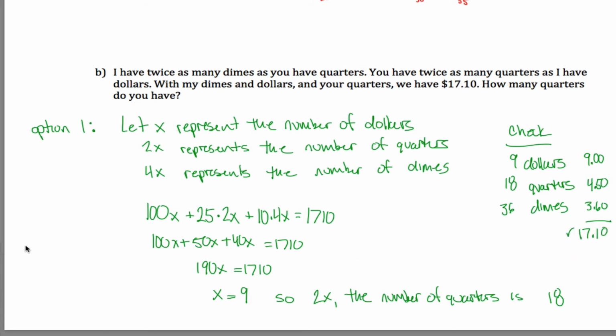Before I finish this up, I'm just going to write option 2. That x represents quarters, number of quarters. But then you have to be a little bit careful. Half of x would represent dollars. And 2x would represent dimes.